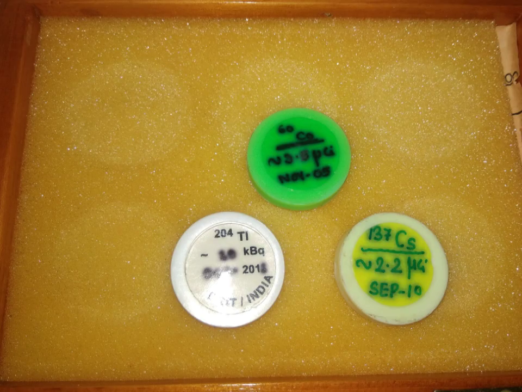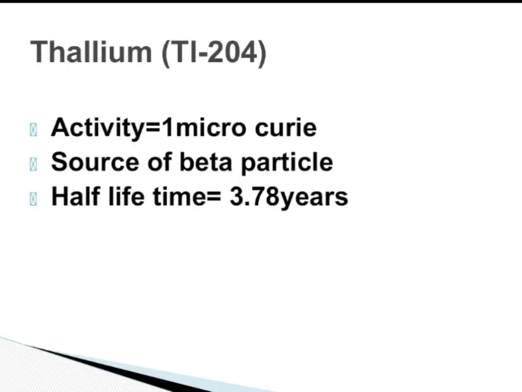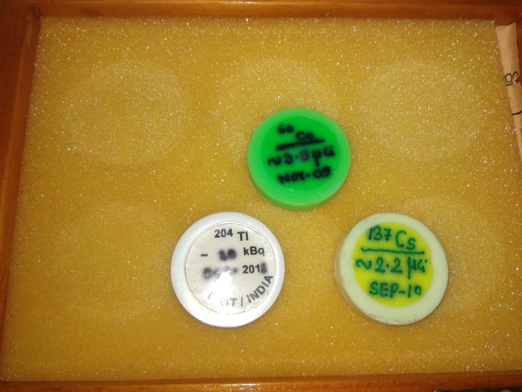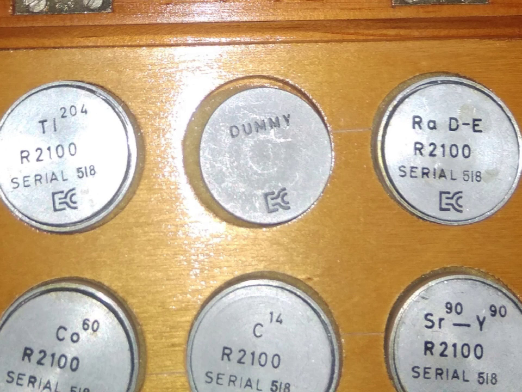Activity is the rate at which nuclei disintegrate. One disintegration per second means that a radioactive nucleus gives off one particle or photon in 1 second. Activity of a radioactive source is measured in becquerel, curie and rutherford.